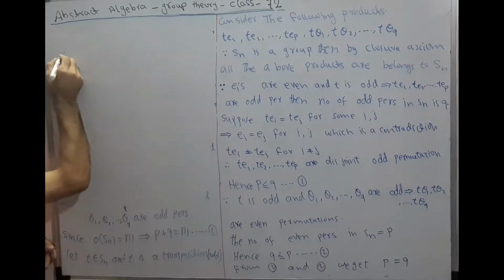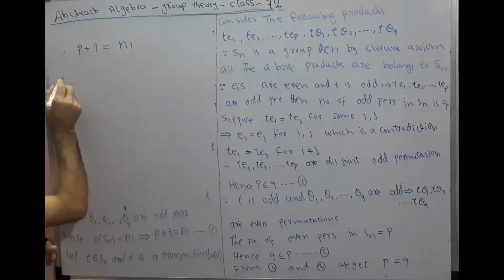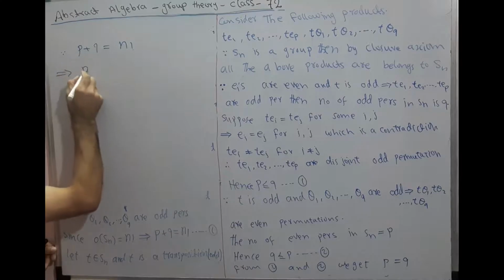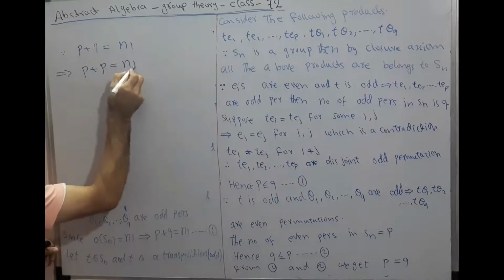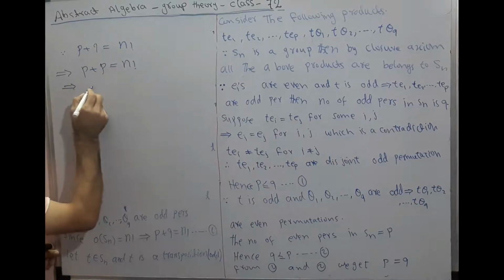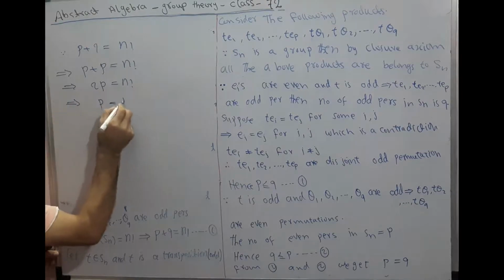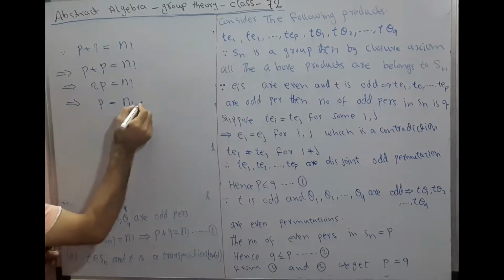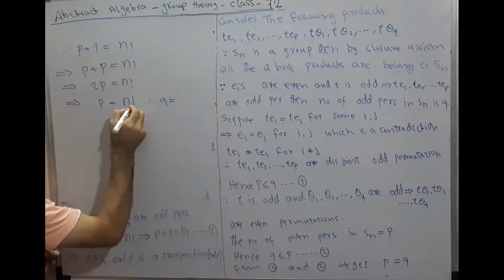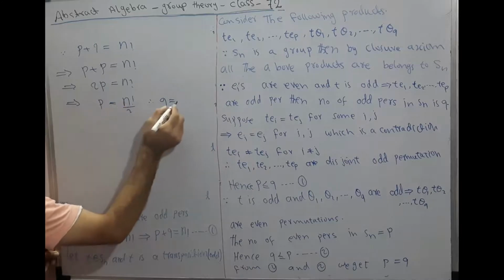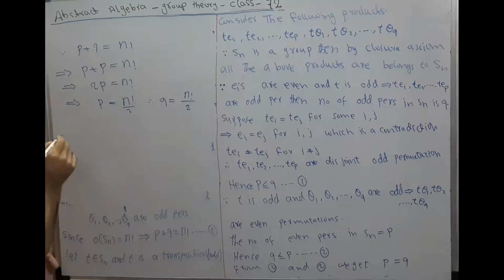Now, since P plus Q is equal to n factorial, instead of Q we can write P. This implies P plus P, 2P, is equal to n factorial. This implies P is equal to n factorial by 2. Therefore, Q also is equal to n factorial by 2. P and Q are equal.